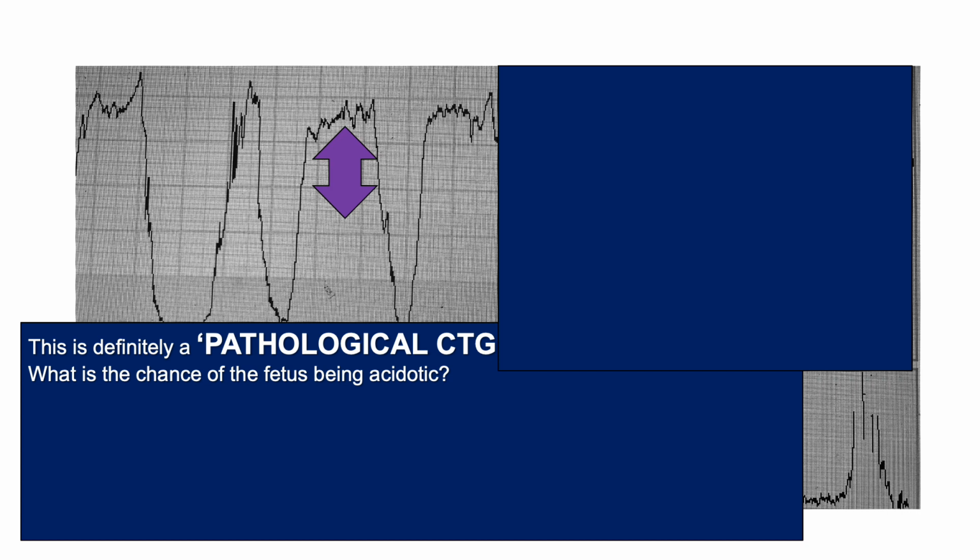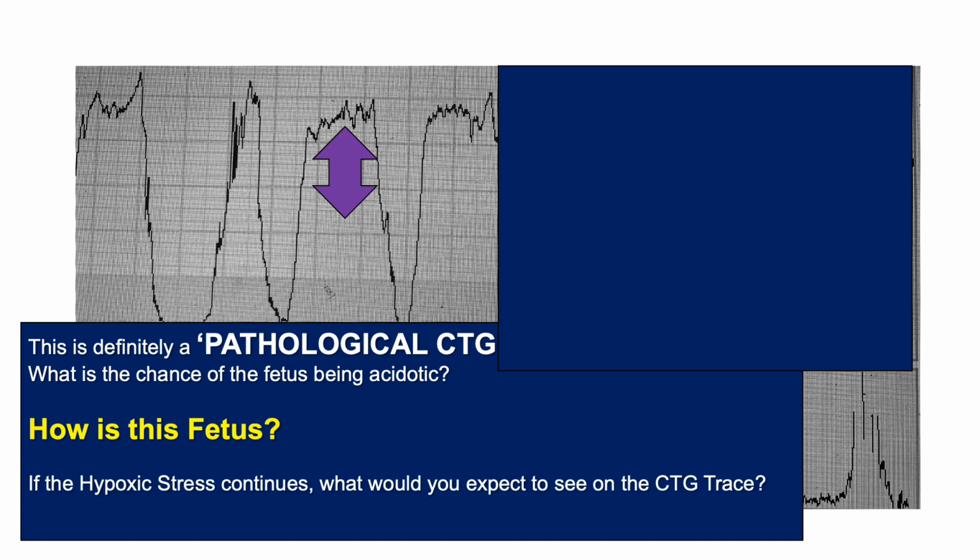because scientific evidence has shown that a pathological CTG trace has a false positive rate of over 99%. But if you look at the variability in between the decelerations, and if it is normal, you could be confident that this baby is not acidotic at the moment. But we need to immediately improve the oxygenation by reducing the stress by stopping oxytocin. So how is this fetus? This fetus is exposed to intrapartum hypoxic stress, but at the moment, the fetus is dealing with the stress.